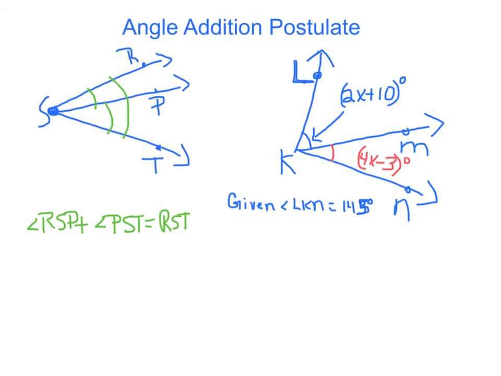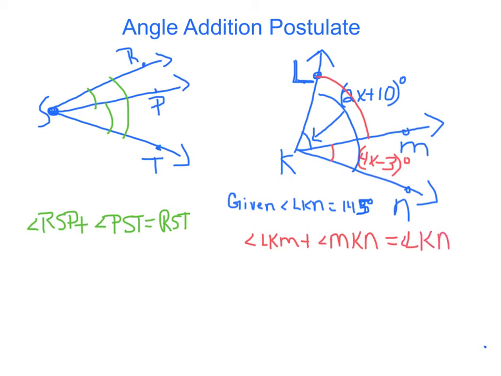Now let's apply the angle addition postulate to this second diagram. If we are given that this large angle here is 145 degrees, then we can apply the angle addition postulate. Okay, we can say that angle LKM right here plus the smaller angle at the bottom, MKN, equals the larger angle of LKN.